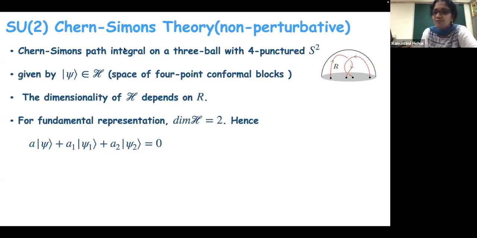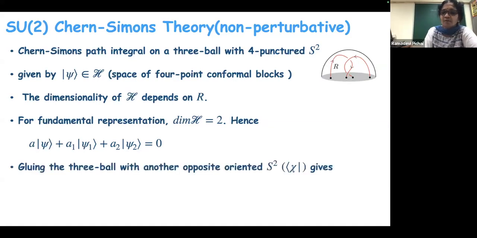Specifically, in this particular SU(2) Chern-Simons theory, the conformal field theory is the SU(2)_K Wess-Zumino conformal field theory. He then exploited the fact that the state belongs to a Hilbert space whose dimension is dictated by the representation you are looking at. If the representation is fundamental, the number of singlets you can get is only 2 possibilities. So the dimension is 2. For such a vector space, a linear combination of 3 states has to be 0.